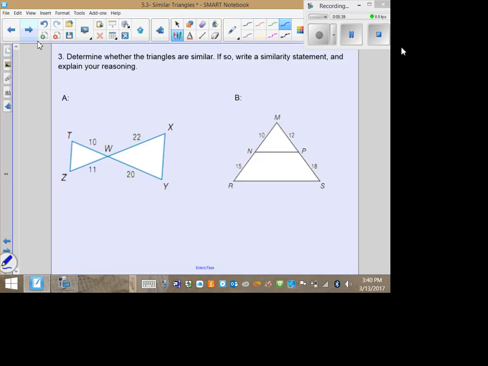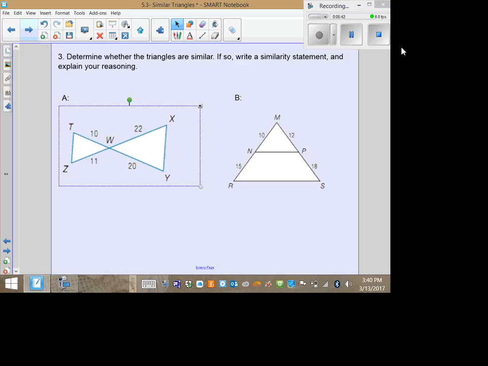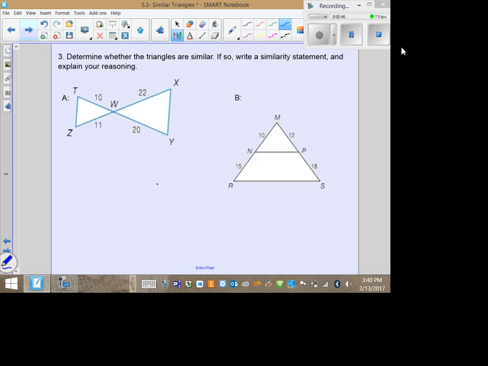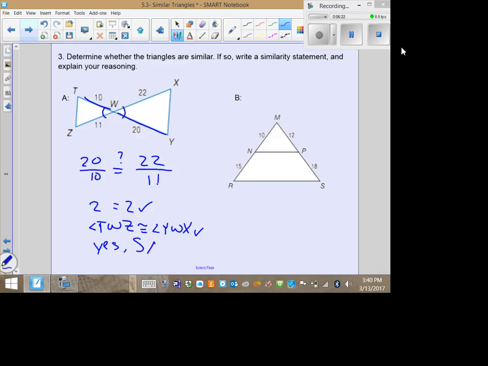So in A, we can see that we have vertical angles, and then we can see corresponding sides here. So we can take 20 over 10 and see if that equals 22 over 11. So we'll get 2 equals 2, and then we can see that angle TWZ is congruent to angle YWX. And so then we have yes by side angle side.